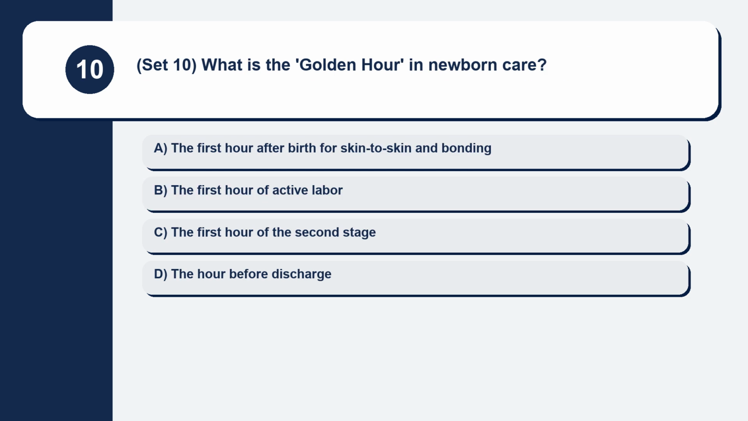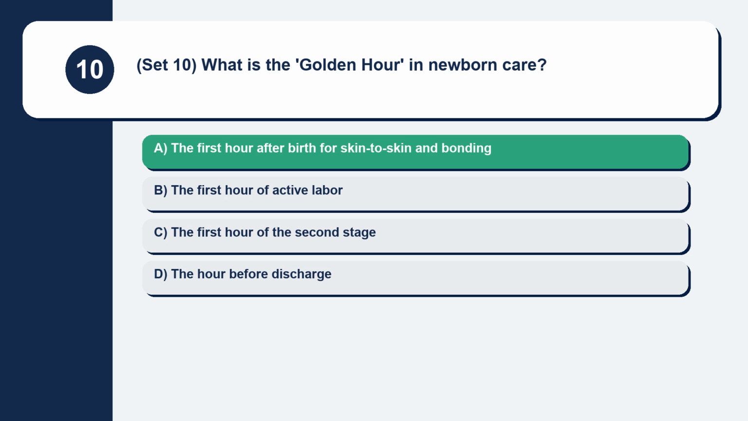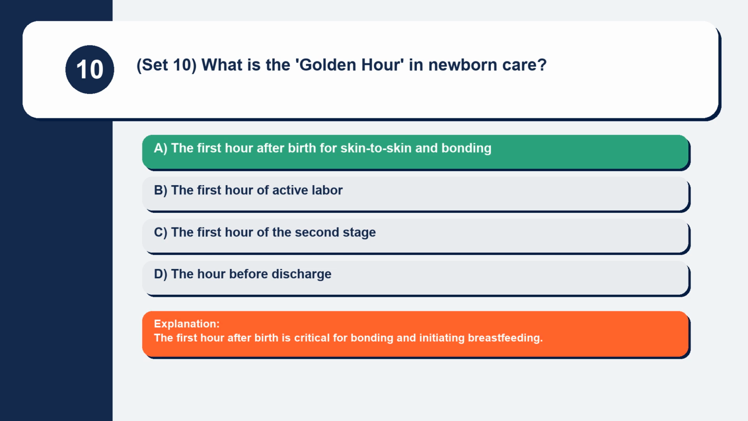Question 10, Set 10. What is the golden hour in newborn care? The first hour after birth for skin-to-skin and bonding, the first hour of active labor, the first hour of the second stage, the hour before discharge. The first hour after birth is critical for bonding and initiating breastfeeding.